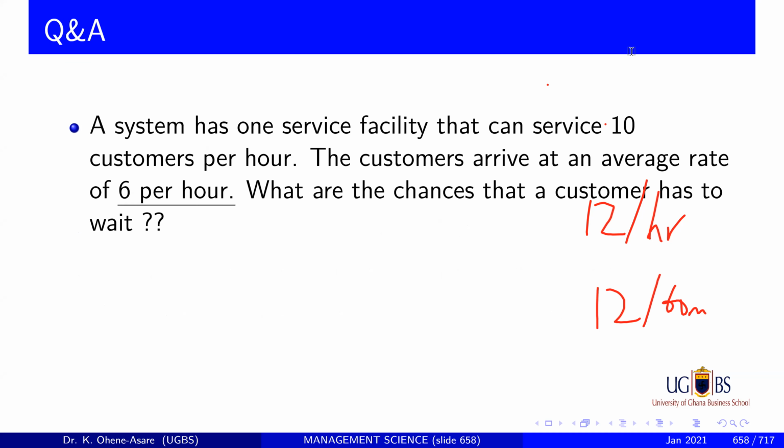And I like this one because the thing about this one is that it makes you think even further. A system has one service facility, just one. And this service facility can serve 10 customers per hour. So straight away, you got to note it down. 10 customers per hour. And of course, you can say 10 customers per every 60 minutes. Now, the customers arrive at an average rate of 6 per hour. The customers, they arrive at an average rate of 6 per hour.